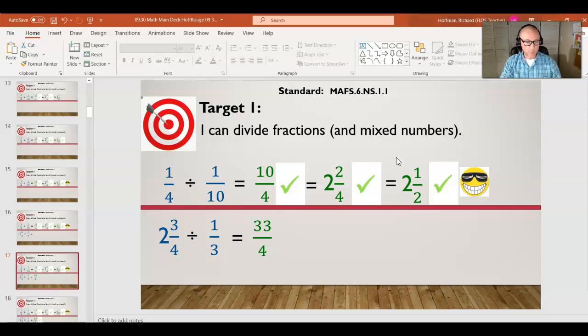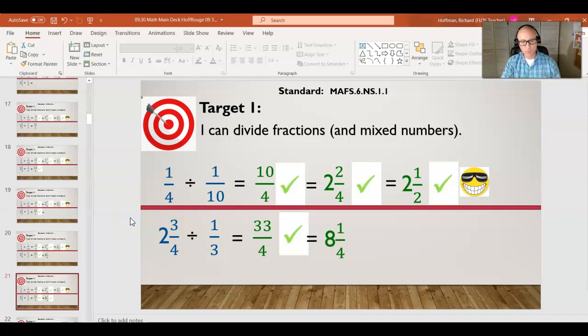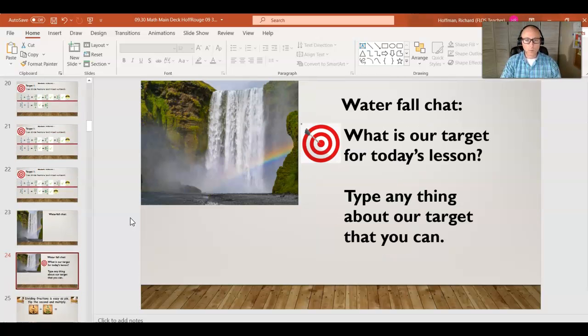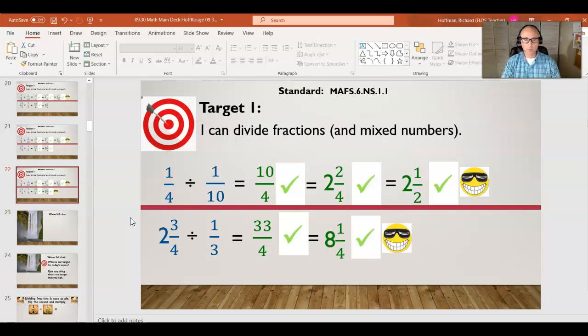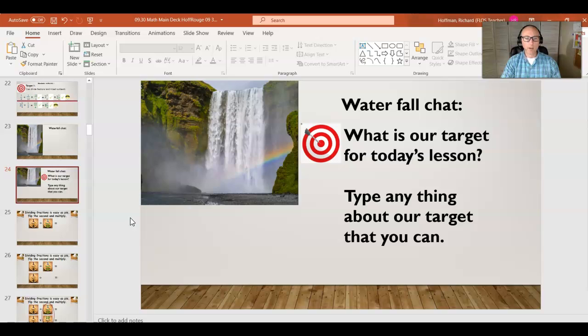How do you do this? We're going to learn how to do this when you have a mixed number and a fraction. Are you done? Let's take it to another level. This is another level you can take it to. All right, let's go. Well, what's our target? If you said something to do with dividing fractions and mixed numbers, you got it.